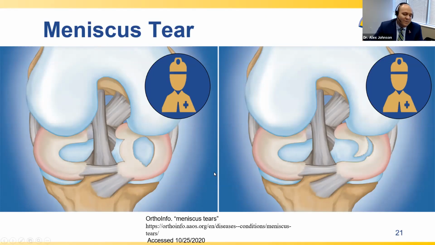So sometimes when you get a meniscus tear, you may twist your knee getting out of the car, and you feel a little bit of a pop and you have swelling in the knee. That's a sign that you might have a meniscus tear. And it can look different.